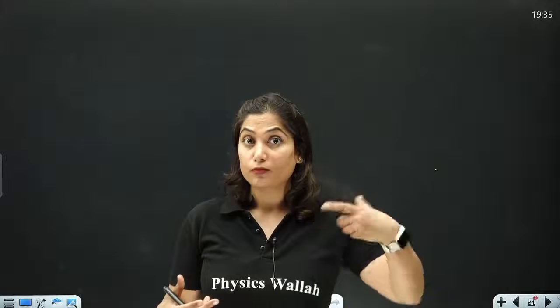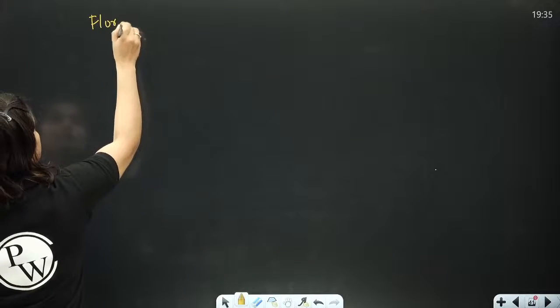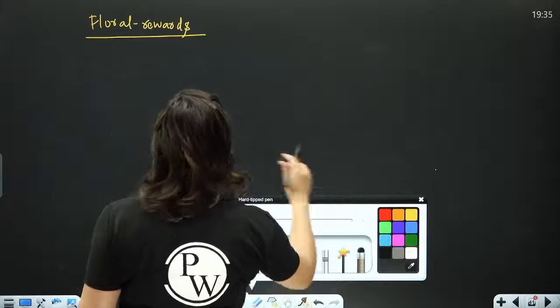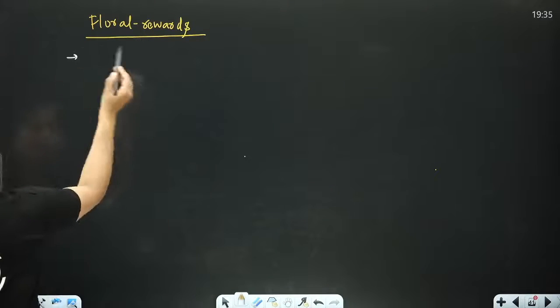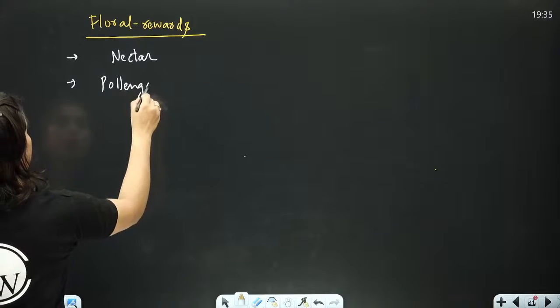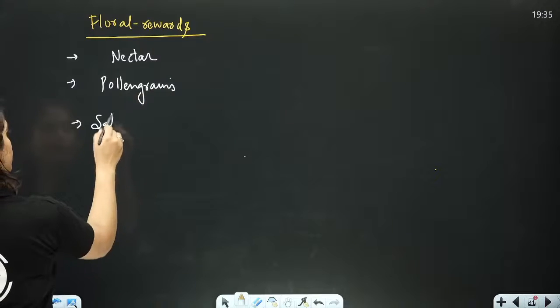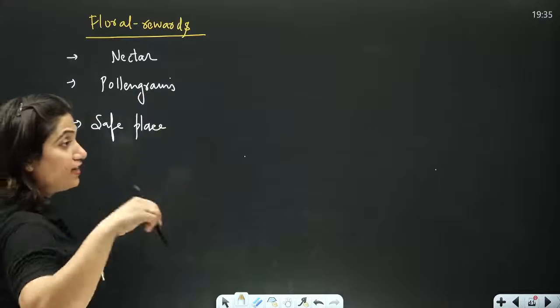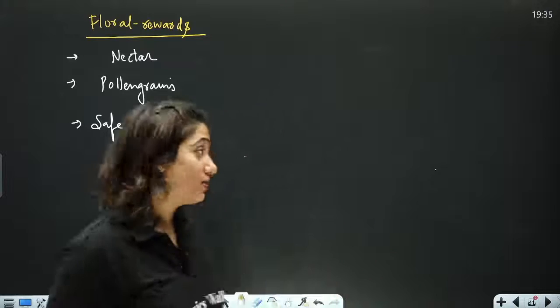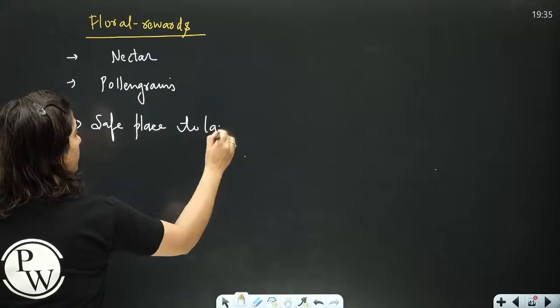Now, the insects do not have this feeling of doing social service for the flowers. They do it for their own sake. That means they do it for the floral rewards. Only because of that, they do the pollination. So what do they get? They get nectar, the floral rewards. They get pollen grains, or they get a safe place to lay their eggs. The insects lay their eggs into the flower, into the gynoecium, so that their eggs get a safe place, right?